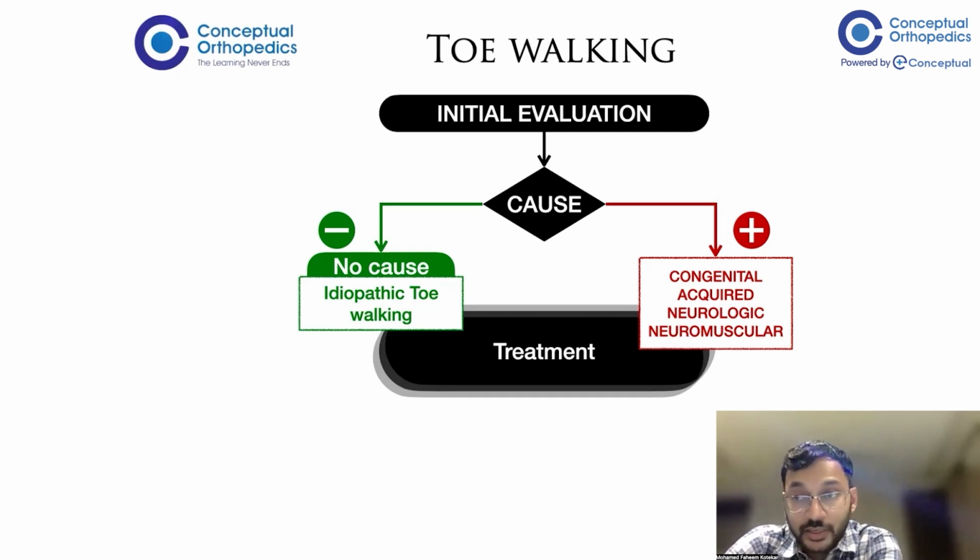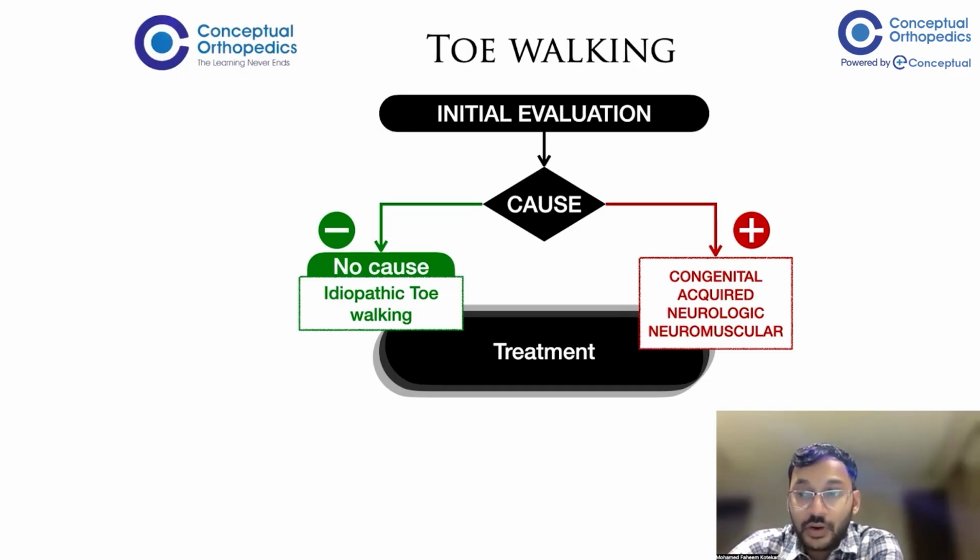Okay, so what we see is in a majority of cases where there is no other cause, a lot of these children suffer from autistic spectrum disorder. However, I am not trying to tell you here that autism is a cause of idiopathic toe walking, but in children with idiopathic toe walking, a lot of these children have some form of autism spectrum disorder.